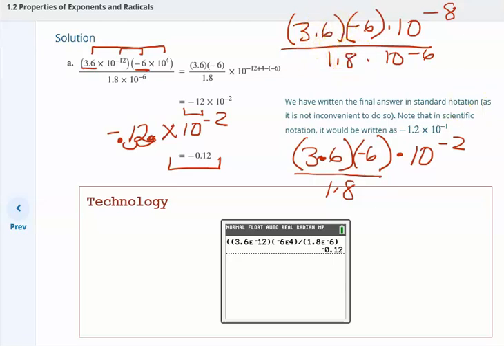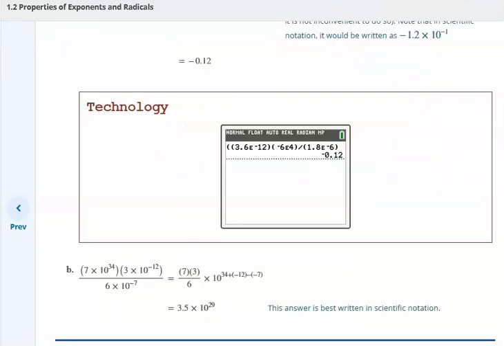All right, let's go on to our next item, on to letter B, and let's see if we can follow what's written. So take a moment to copy it down. Now we're going to multiply the 7 times 3 and get here a 21. Our bottom is going to be 6. And then we add our exponents together and then bring this up, and this becomes positive.